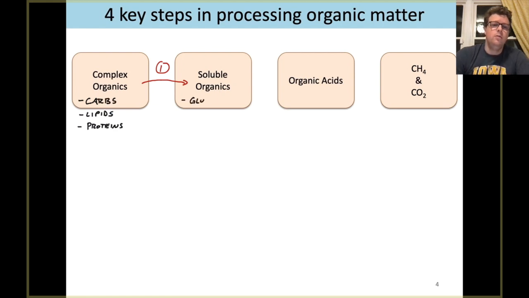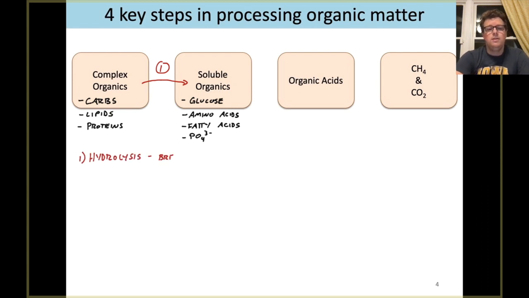So first we start with complex organics, so things like carbohydrates, lipids, and proteins. And those are going to get transformed into simpler soluble organics like glucose, amino acids, and fatty acids. And the process by which this happens is called hydrolysis. And for your purposes, what you need to know is hydrolysis is the process by which those complex organics are being broken down into simpler constituents.